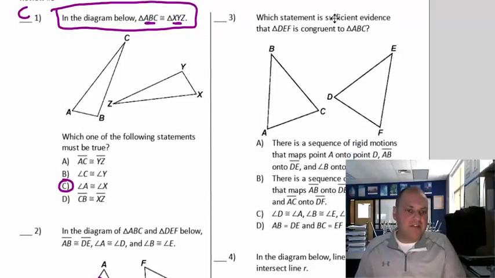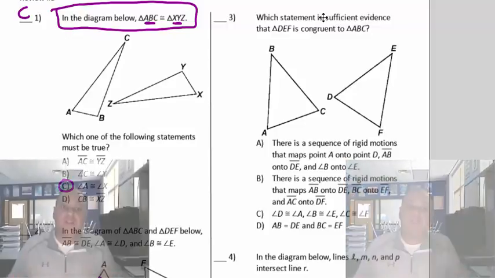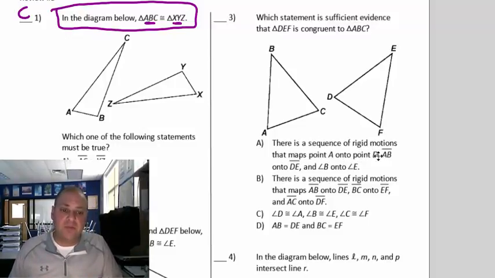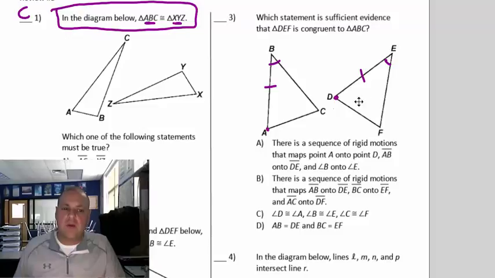Which statement is sufficient evidence, that means enough evidence, that DEF is congruent to ABC? So there is a sequence of rigid motions that maps point A onto point D. So A onto D, AB onto DE, and angle B onto angle E. Okay, is that enough information to say that they are congruent? Well, not necessarily, because they didn't say angle A was congruent to angle D.